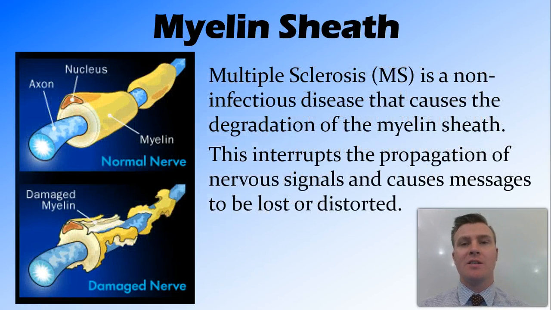The non-infectious disease multiple sclerosis causes a degradation of this myelin sheath. What it does is cause holes in that sheath called scleroses, and these scleroses interfere with the propagation of the signal down that axon, and it causes that signal to either be lost or distorted.